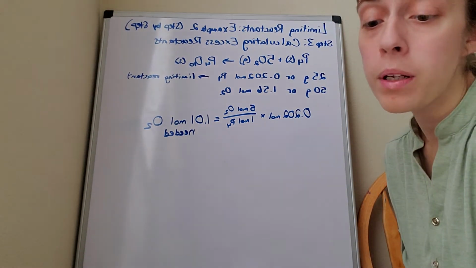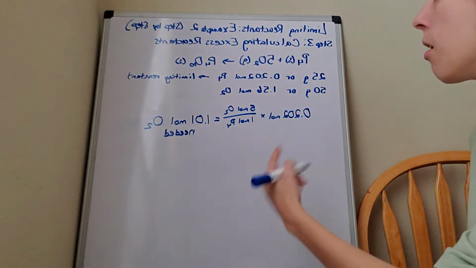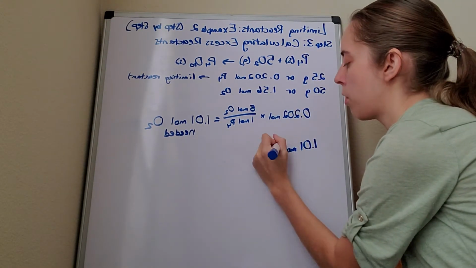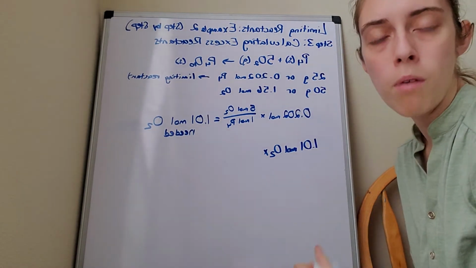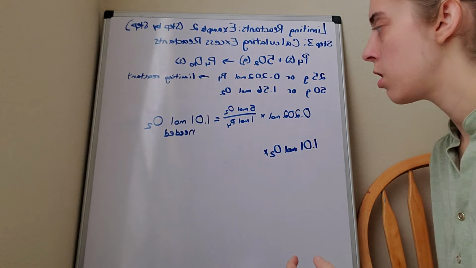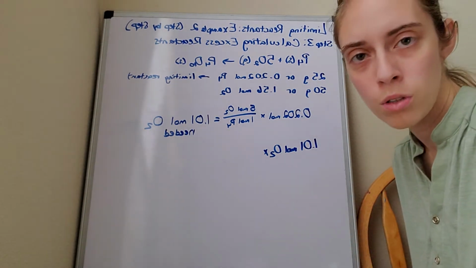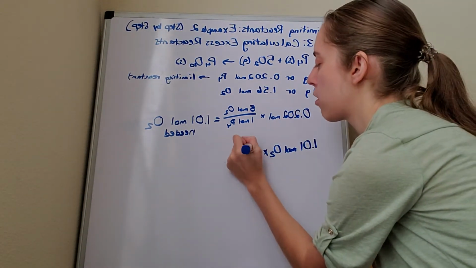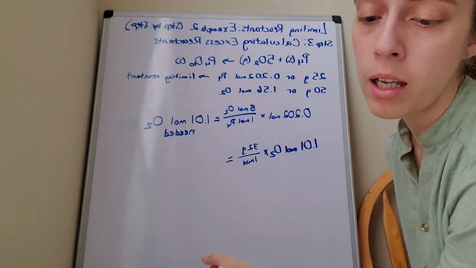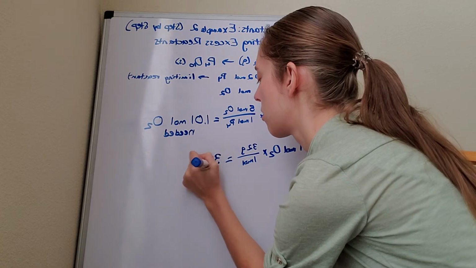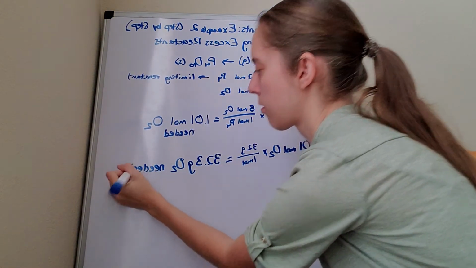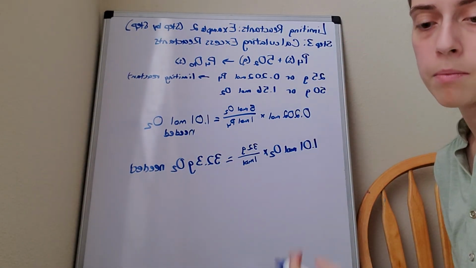So now we can figure out the mass of oxygen that's needed by converting this. We have 1.01 moles of O2. Now we're going to do our moles to mass conversion. We know that the molar mass of oxygen gas, which is O2, is 32. So we have 32 grams for every 1 mole, and we end up with 32.3 grams of O2 that is needed.